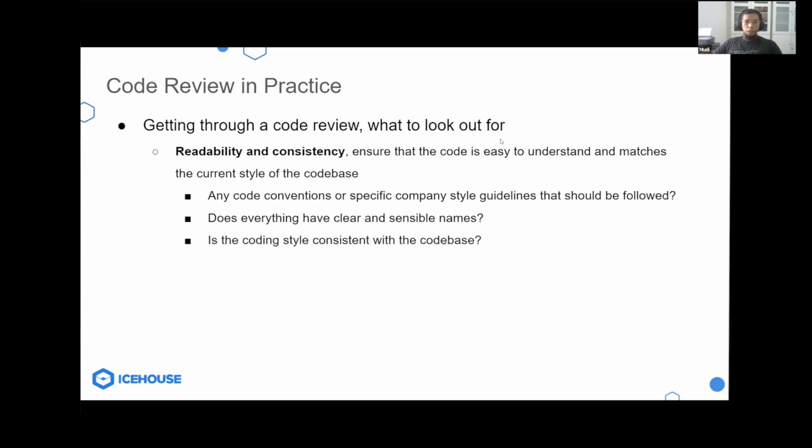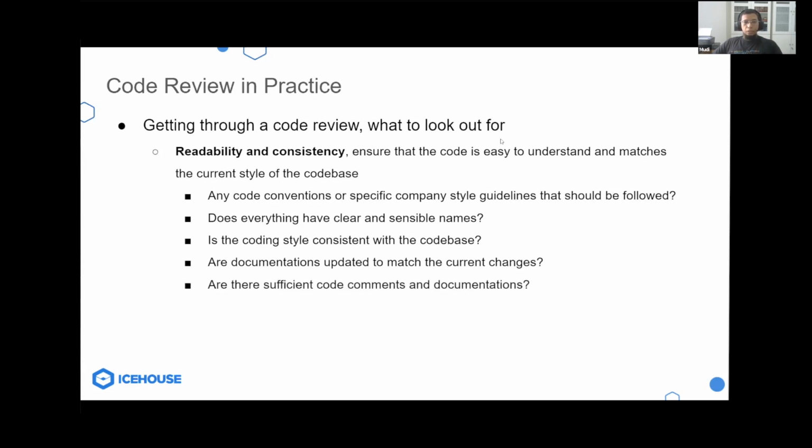Is the coding style consistent with the code base? Is existing documentation already updated to match the current changes? For example, we have to ensure that API documentation, database schema, designs, and architecture diagrams are up to date. And lastly, are there sufficient code comments and documentation? Sometimes explaining why some piece of code is required, if not self-explanatory.